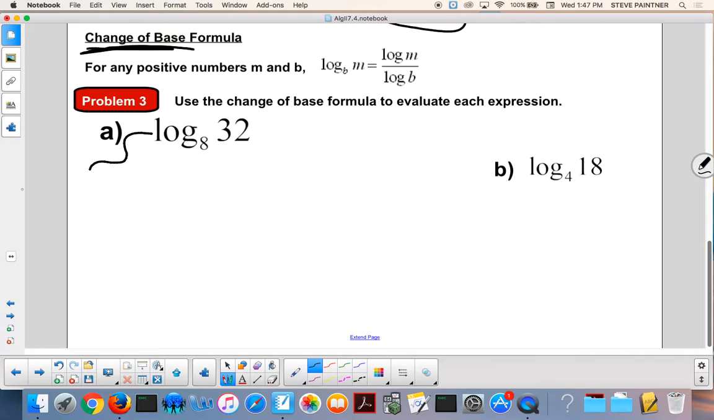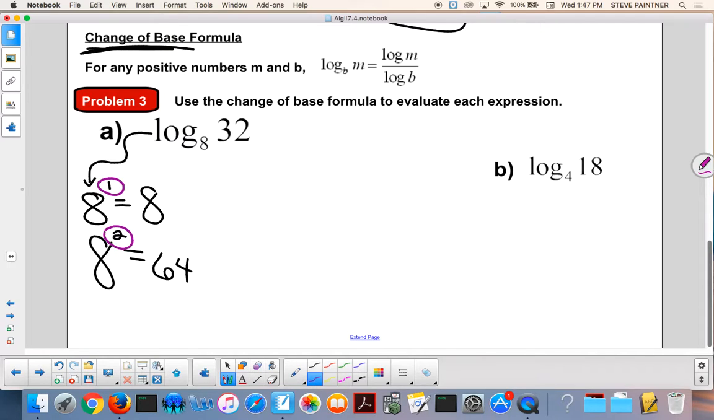You see this problem right here? It says log of 32 base 8. If I ask you that question on a test, it's a hard problem. I'm asking you 8 to what power will give me 32? Well, you know 8 to the first is what? 8, not 32. You know 8 to the second is what? 64. You missed it, guys. But what you do know, the answer is between what? 1 and 2.